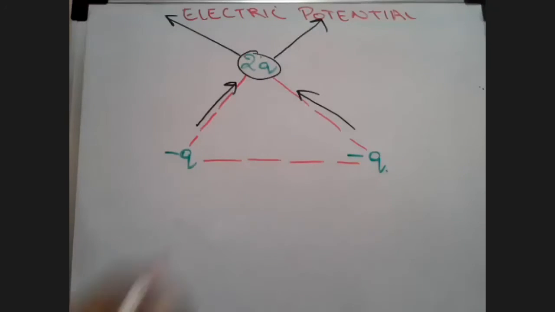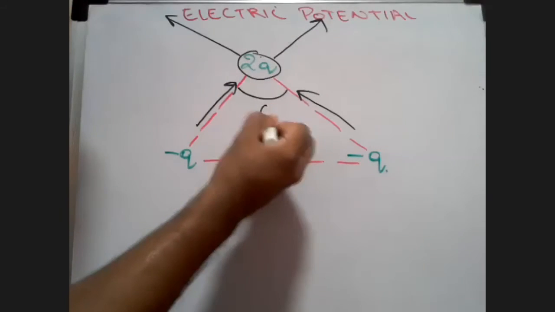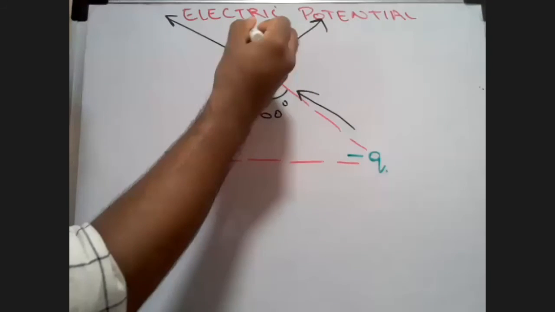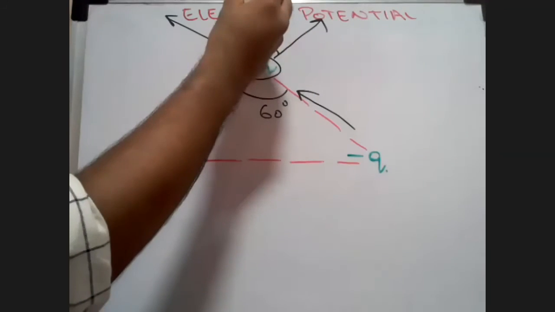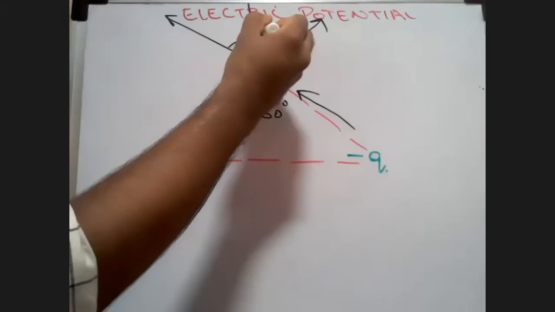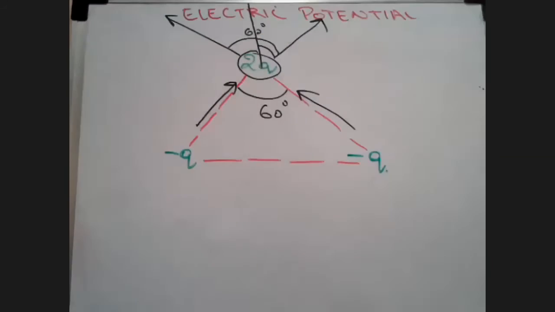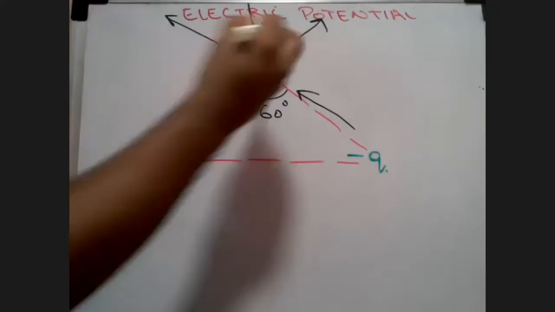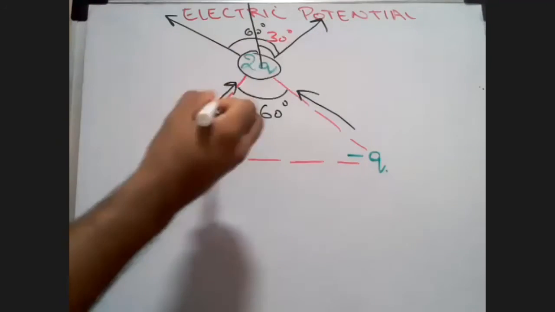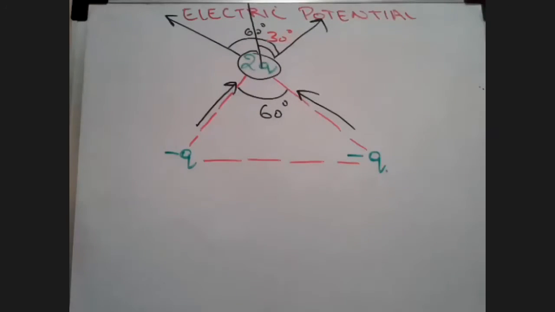Now you tell me what is going to be the angle between them. 60 degrees. Angle over here is 60 degrees, so the angle over here also will be 60 degrees. If I bisect it right in between, what is going to be the angle now? 30 degrees. So now I can easily simplify that if I want to find out the dipole moment. Dipole moment means P. He is asking me what is the dipole moment.